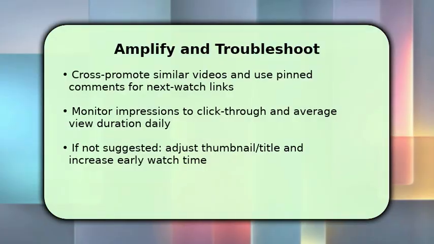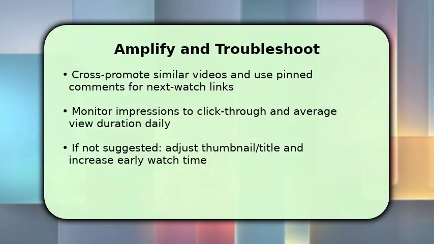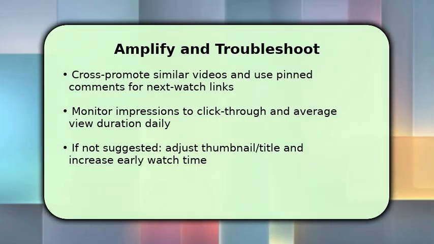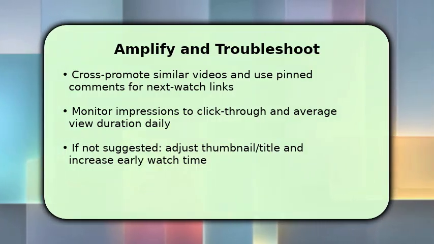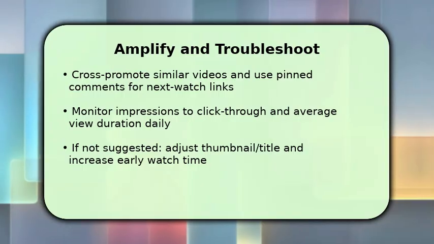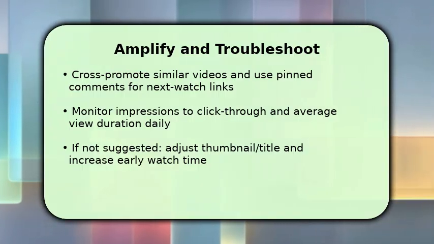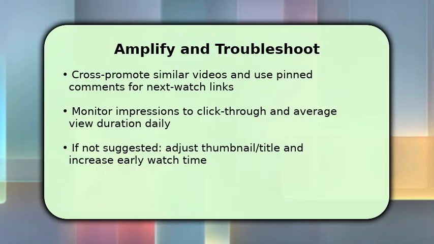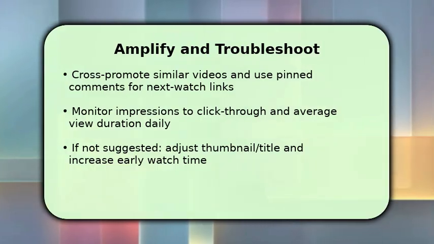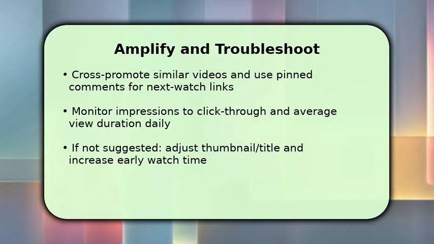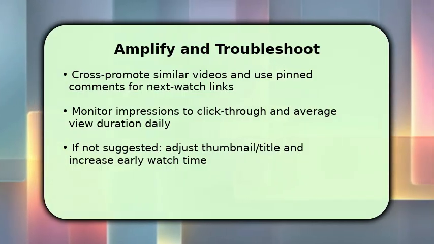You finish by amplifying good signals and fixing weak ones. Promote the best performing video into playlists and pin a comment linking to the next watch. This nudges viewers into the recommendation path. Monitor impressions to CTR and average view duration closely. Those two metrics decide if YouTube keeps showing your content.